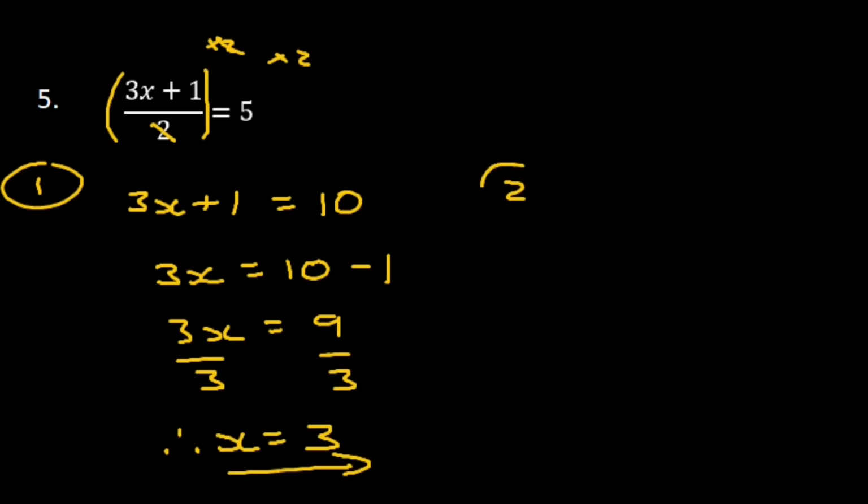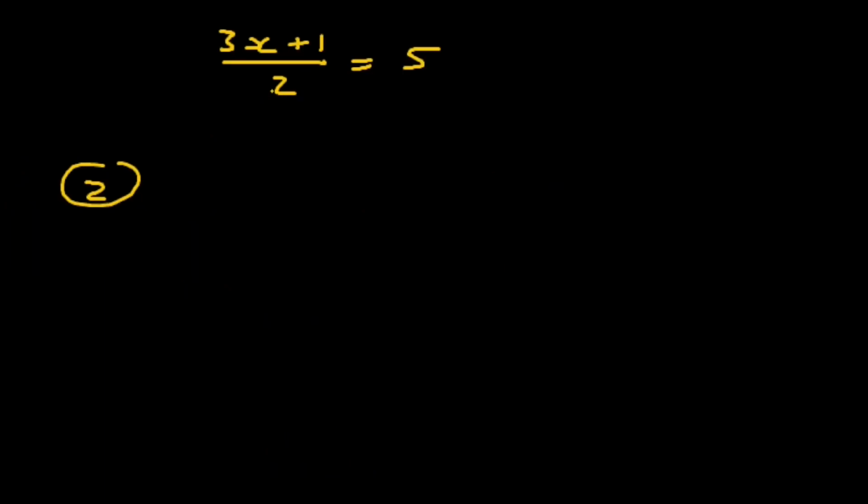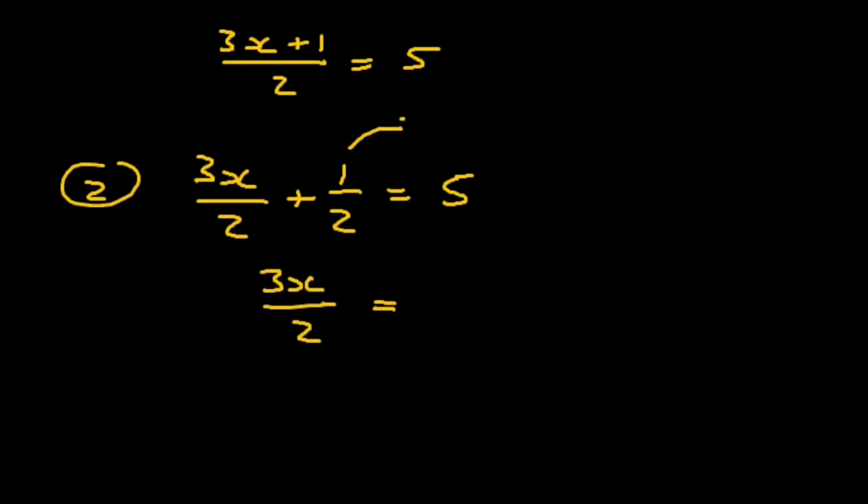Number 2. This denominator level will be given to the 3x as well as the 1. Rewriting it will look like this. But because this is no longer one term, the variable and constant sorting out, plus a half, so it goes to this side of the equation, becomes minus a half.